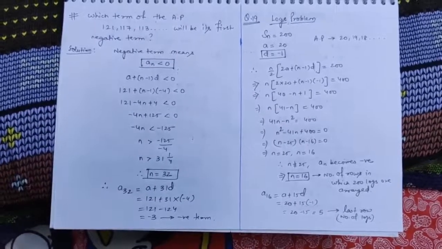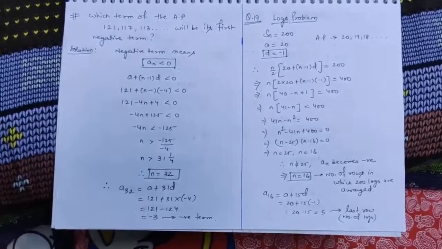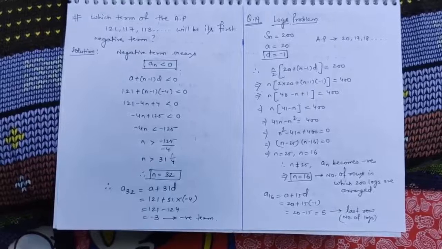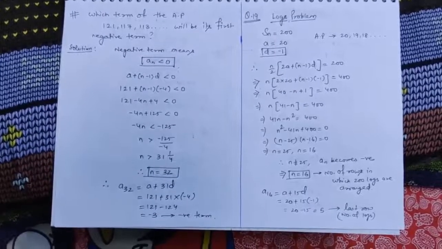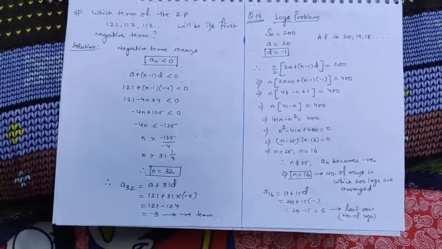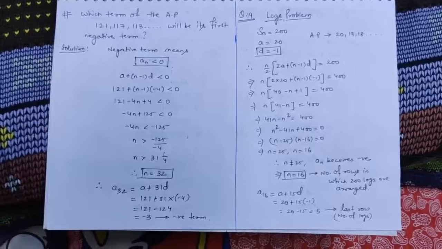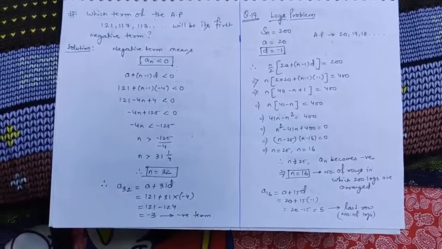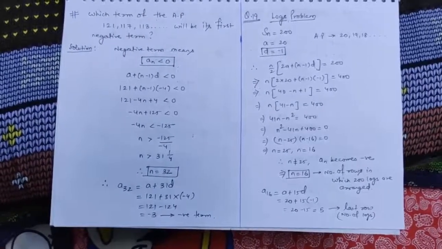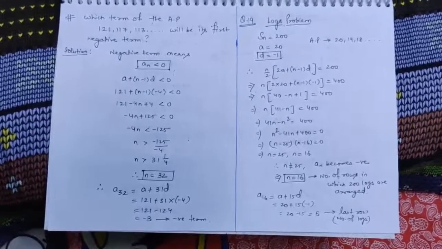Factorizing using the middle term split method, the values we get of n are 25 and 16. We cannot take n as 25, because if n is 25, the value of the 25th term would be negative. The number of logs cannot be negative, so n is 16. So in the last row, which is the 16th row, the number of logs is 5. We can calculate that using the 16th term value, which is a plus 15d.